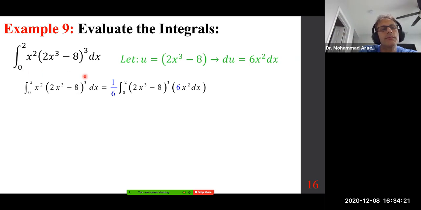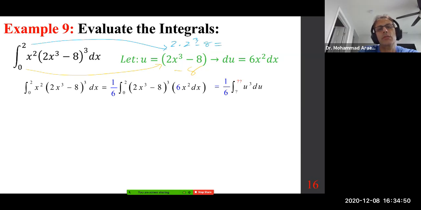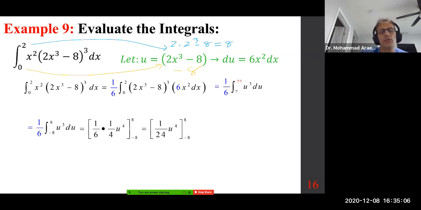Well, if you plug in 0, you get negative 8. If you plug in 2, 2 cubed is 8 times 2, 16 minus 8 is 8. Okay, class, maybe I'll quickly show you. So plug in 0 and it becomes minus 8. Plug in 2 and you get 2 times 2 cubed, which is 2 times 8, 16 minus 8 is 8. So minus 8 to 8. u cubed gives you 1/4 u to the power of 4. With 1/6, it gives us 1 over 24 u to the power of 4.